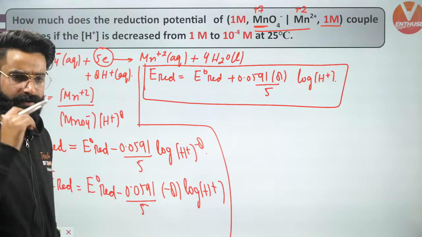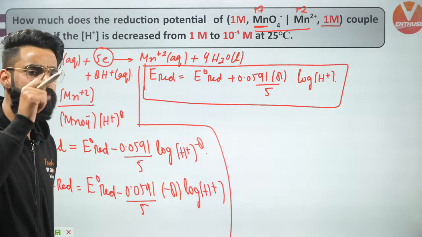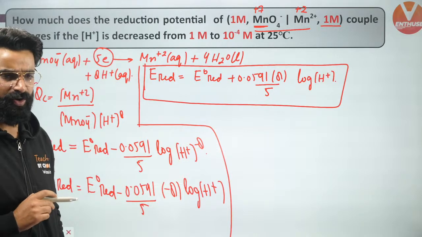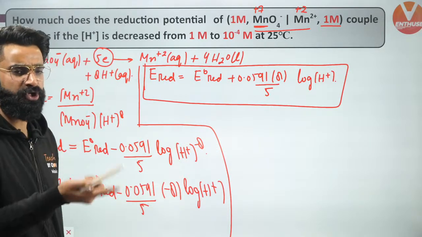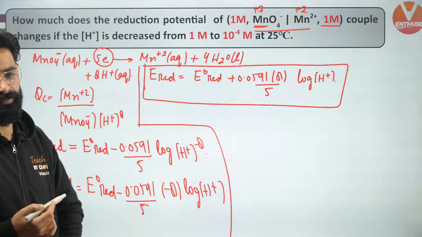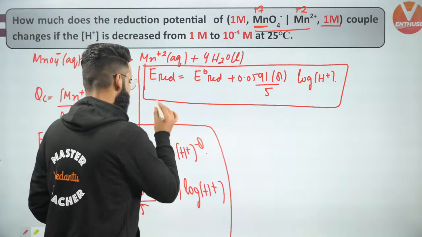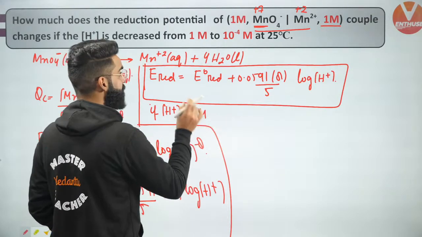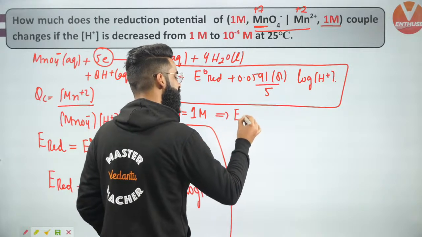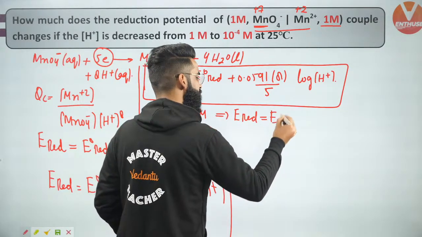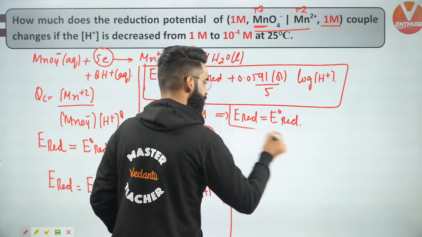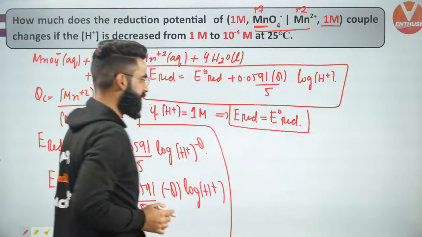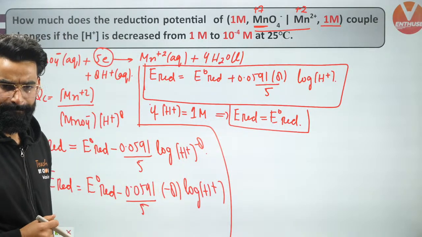Right? Now we will see. I'm going to use the conditions in the question. We need to check how much does the reduction potential of the electrode change if the H positive concentration decreases from 1 molar to 10 to the power minus 4 molar. Now people, if the concentration of H positive is kept as 1 molar, at that time, can I say reduction potential will be equal to the standard reduction potential of the electrode? Yes. Why is that? If I keep the H positive concentration as 1, log of 1 is 0, this whole term becomes 0. Yes. Right?